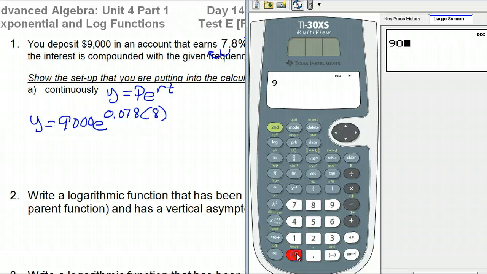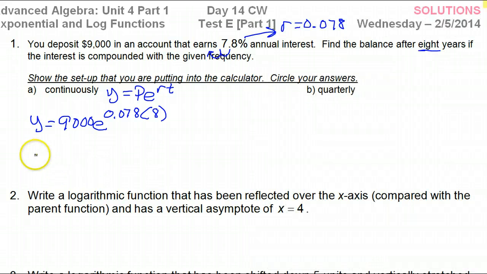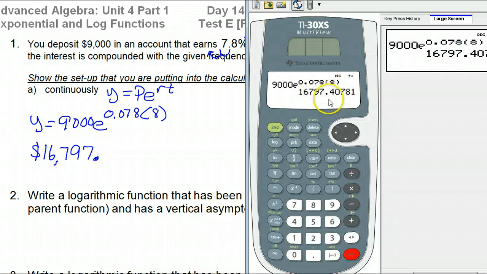So 9,000. Then I need the e, so I do second natural log to get the e. 0.078 times 8. Okay, so our $9,000 8 years later will become $16,797. Oh wait, that's a comma. And 41 cents.